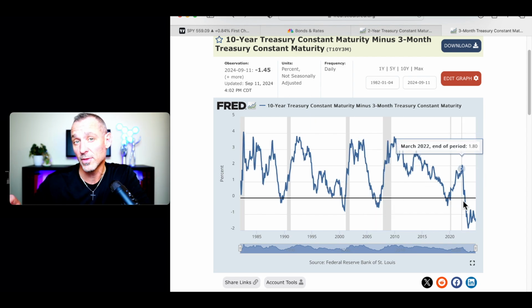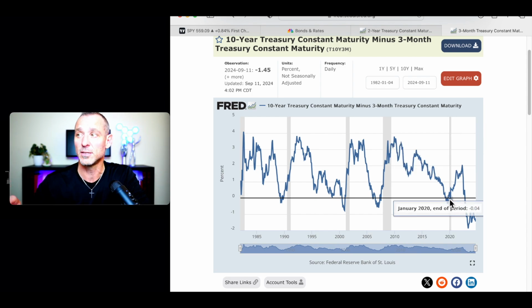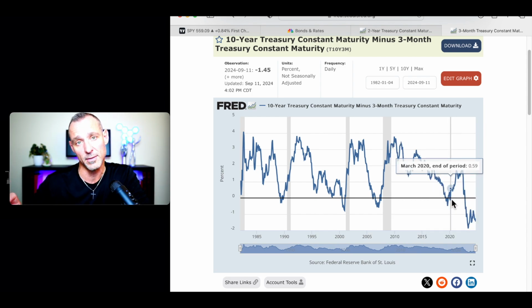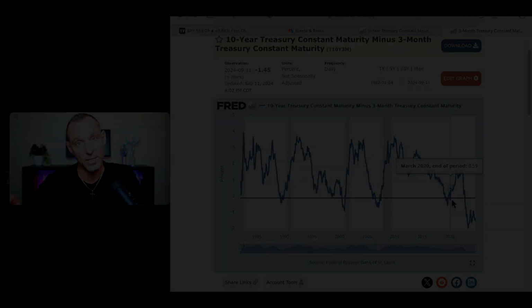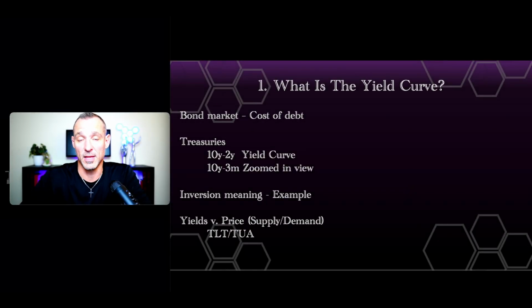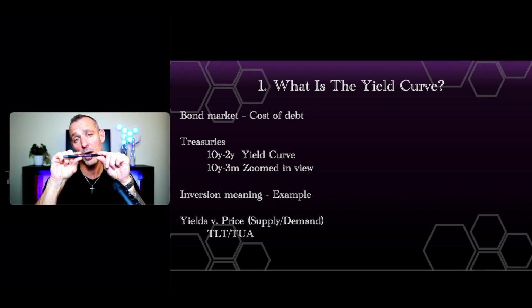But just like the 10-year, 2-year, every time it's inverted and come back to baseline, it has been followed by a recession. So when we're talking about inversion, that's what we mean. Something in the market is making this happen, and something in this market has predicted a recession every single time they've done this.